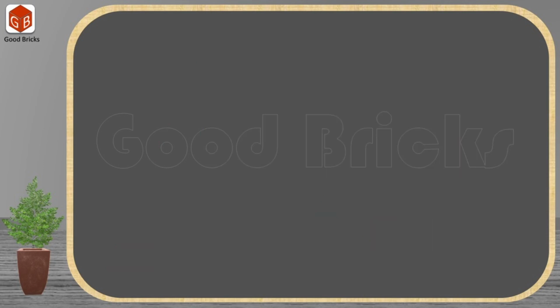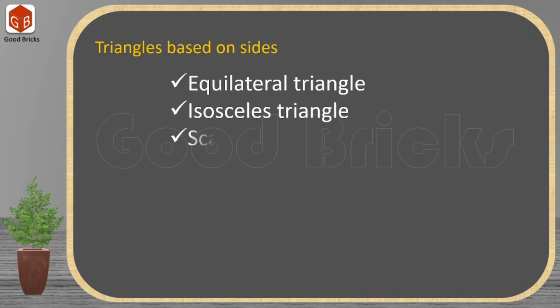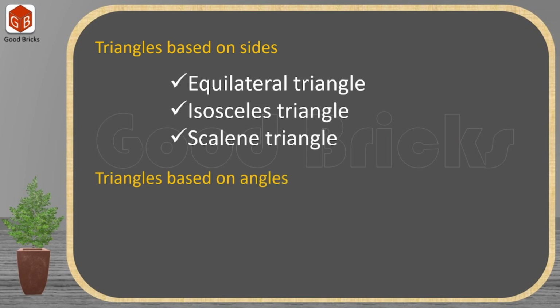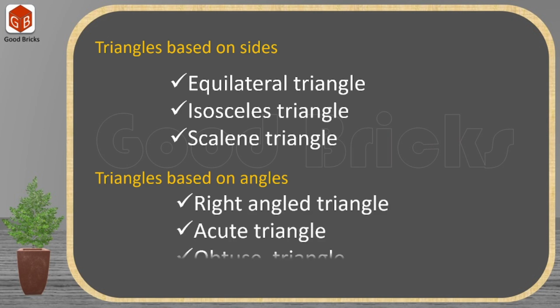Before proceeding further, you should know very basic information related to triangles. What is that? We have three different types of triangles based on sides. In the same way, we have three different types of triangles based on angles also. This basic information is really going to help you a lot for this chapter.